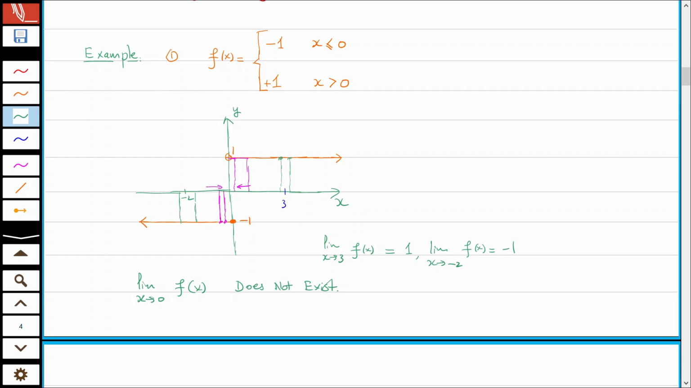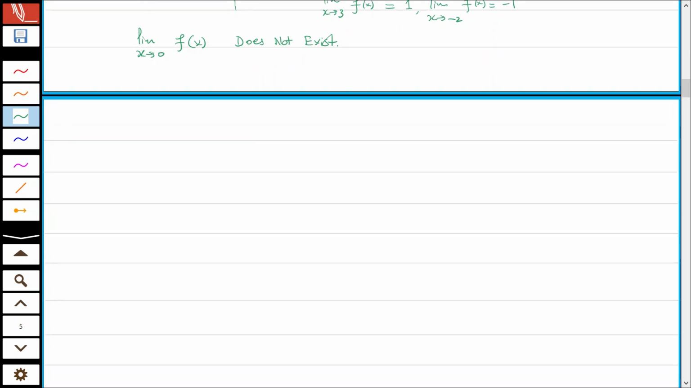Another example. f of x, again a piecewise function, is given by 1 over x, and x is not equal to 0. And it's 0 if x equals 0. So for this part, because I have x in the denominator, I'm taking out the value x equals 0 so that I don't have a problem there. And then I redefine the value of the function at 0. I'm saying the value of the function is 0 when x equals 0.